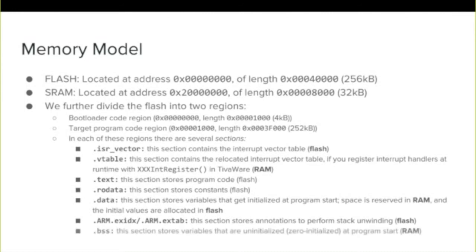Then we have the BSS. The BSS stores variables that are uninitialized when the program starts, okay? These are in RAM, and the BSS is zero filled at start. So with the data section, we copy the initializers from flash into RAM. With the BSS, we just go over the whole region, write it all zero, okay? So if you declare a variable that doesn't have an initial value, this is what's gonna happen. It's gonna go in BSS, and it's gonna be zero initialized, hopefully.